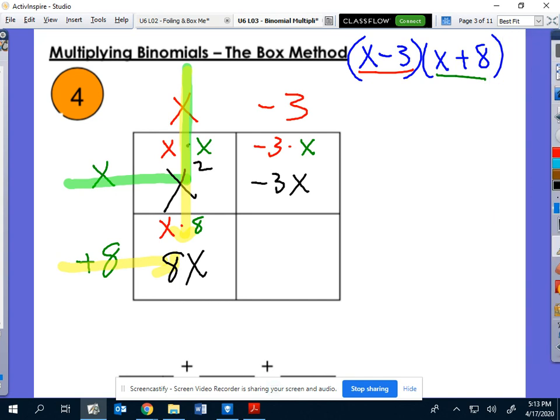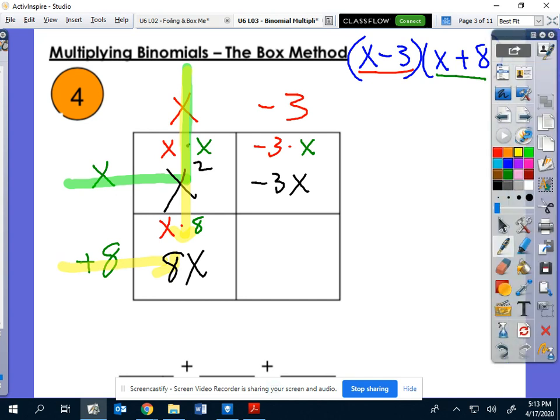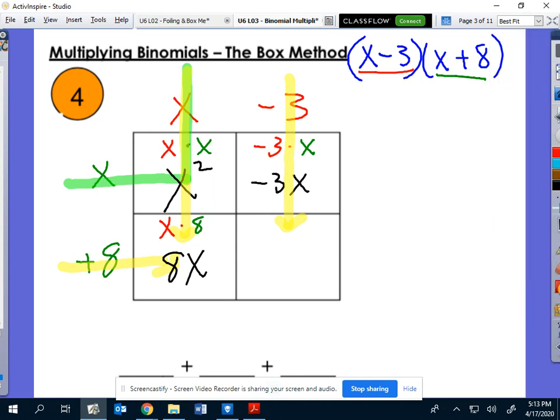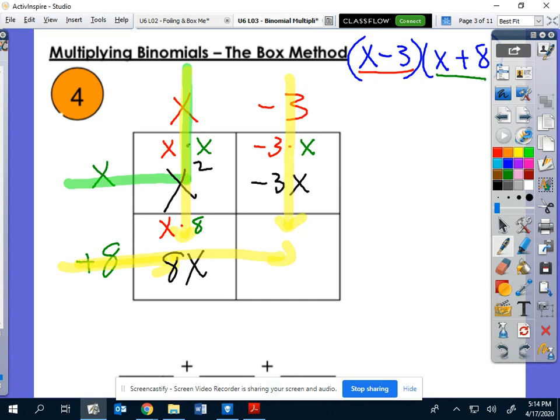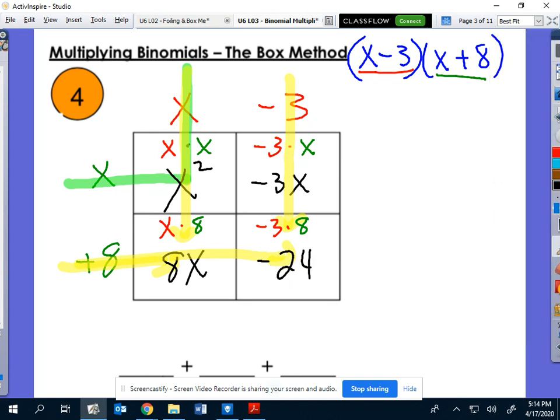And then all the way over to the last column and row, negative 3 times positive 8, right? So it's all about just matching up row with column, column with row, column with row, column with row. So negative 3 times positive 8. And again, once you get good at this, you won't bother doing the little stuff. You'll just probably get those numbers in the middle.